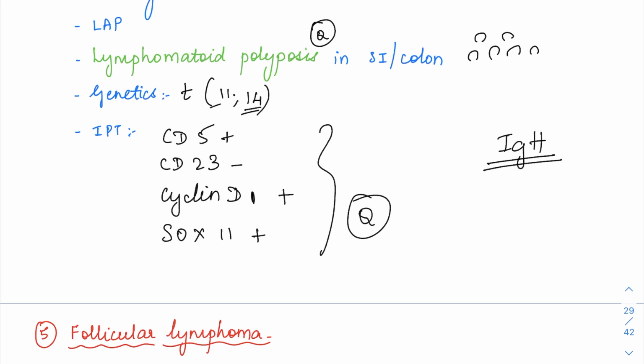So in this case, chromosome 11 was the site in which the cyclin D1 was present. Cyclin D is a cell cycle regulator, right? It is a proto-oncogene helping in progression of the cell cycle. So when the cyclin D1 is translocated with this IgH, it is going to cause the upregulation of cyclin D1 in these B cells, resulting in uncontrolled proliferation of the B cells.